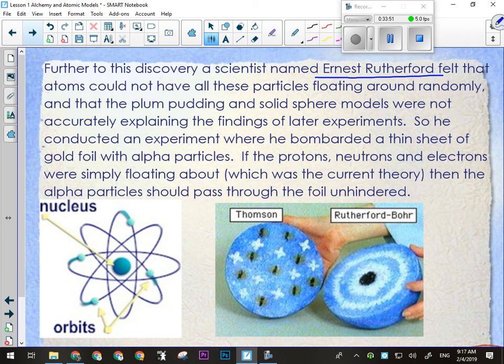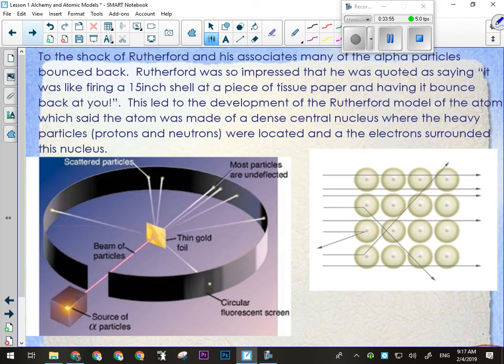So what he did is he took a setup like this. He had a very thin piece of gold foil. So imagine tin foil, like you would use on a baked potato, but it was made out of gold, and it was really, really thin. He placed it in the path of some alpha particles, so essentially like an X-ray machine. And he said, what I'm going to do is shoot these alpha particles at the foil, and I'm going to surround the foil with photographic film.